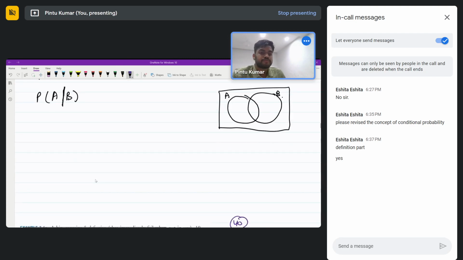Now, what does A given B mean? It means that you know that B has already occurred. So the information available with you is that B has already occurred. So if you look at the total number of possibilities that can occur, that is N of B. So N of B is your total number of outcomes.